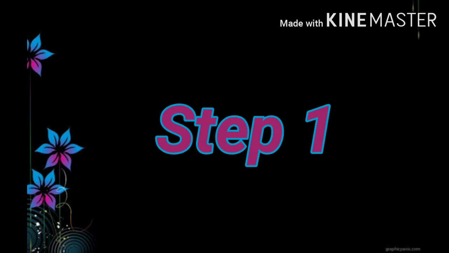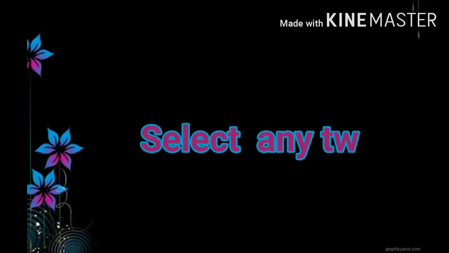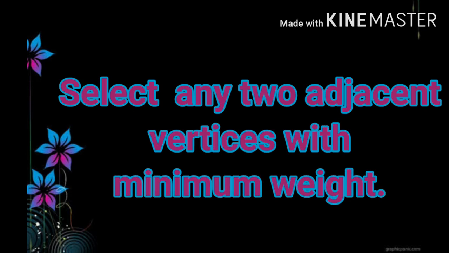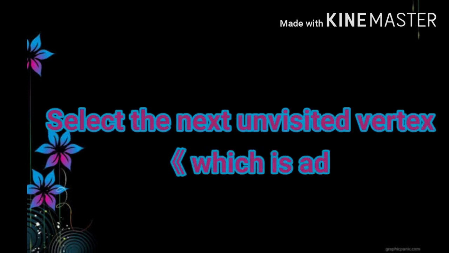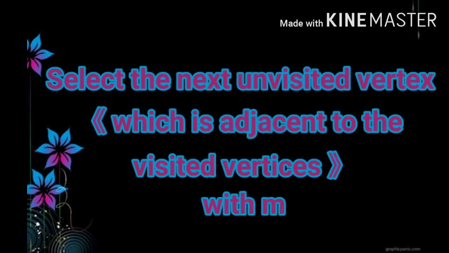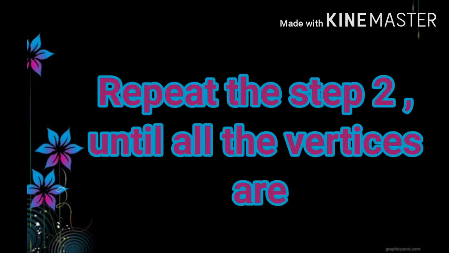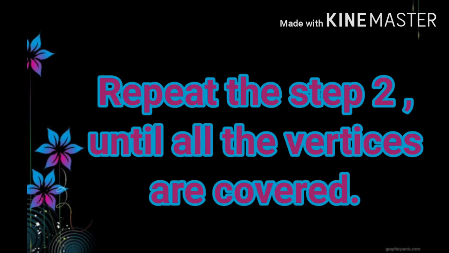Step 1. First, select any two adjacent vertices with minimum weight. Step 2. Select the next unvisited vertex which is adjacent to the visited vertices with minimum weight. Step 3. Repeat step 2 until all the vertices are covered.